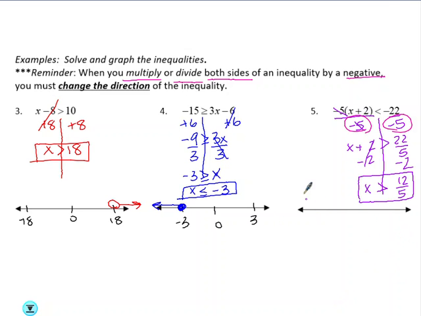As a decimal, this would be 2.4. So when I graph this on the number line, I'm going to write a few more numbers this time.